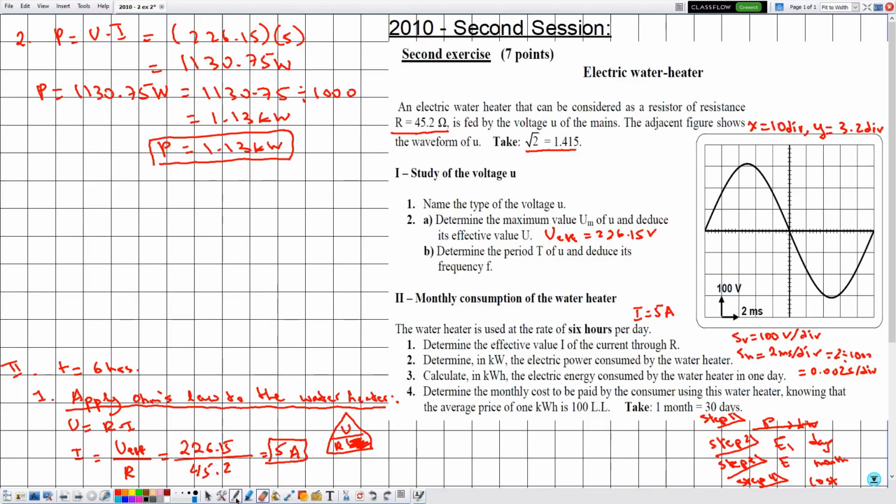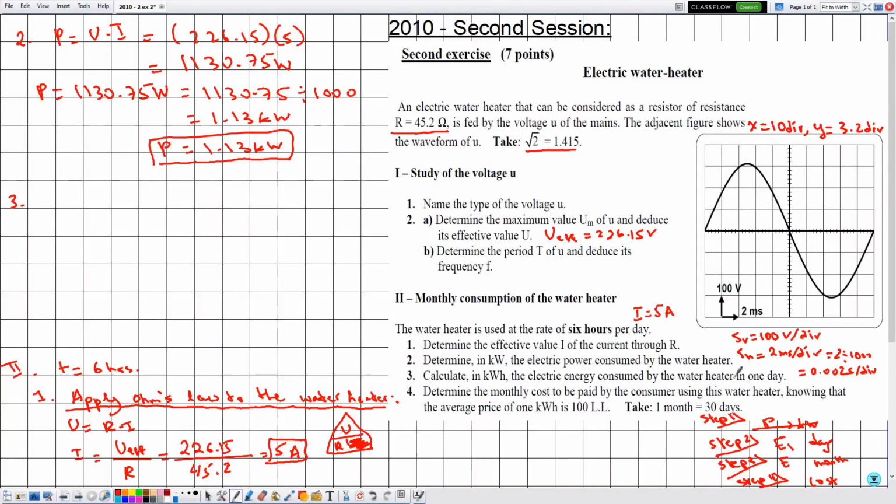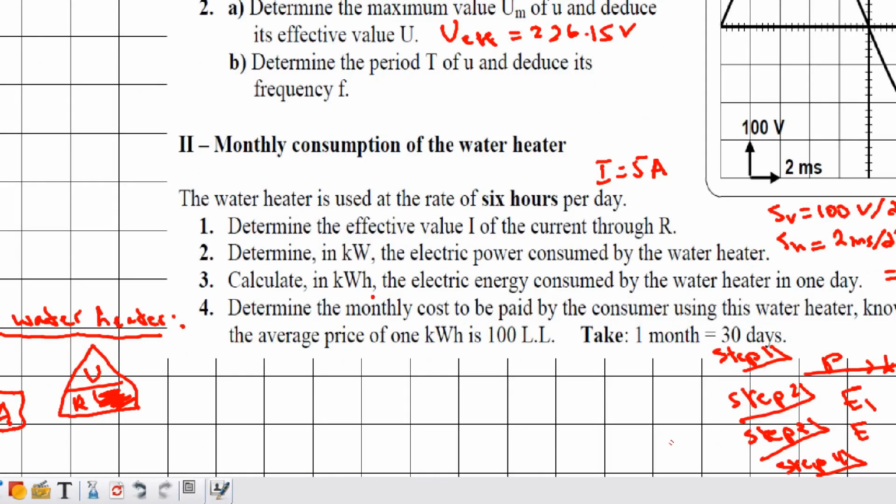Now in number 3 they are telling me to calculate in kilowatt hours the electric energy consumed by the water heater in 1 day. So we are in step number 2. The electric energy is given by E is equal to P times T, which corresponds to 1 day. Now kilowatt hours can be decomposed into kilowatts multiplied by hour, which means that time must be in hours and the electric power in kilowatts.